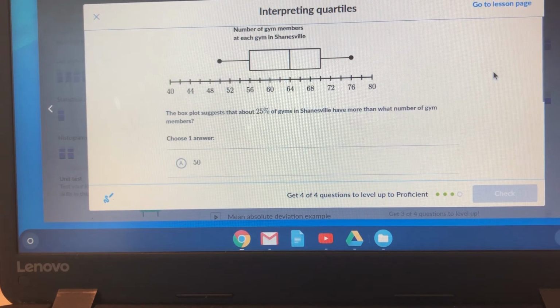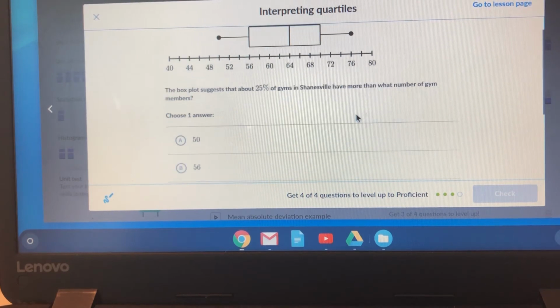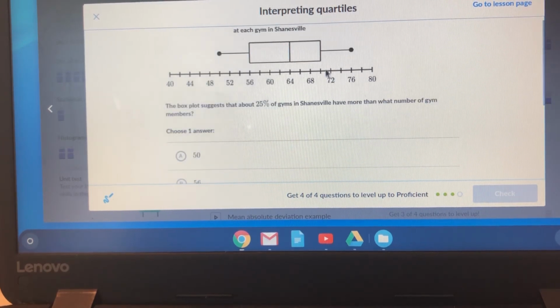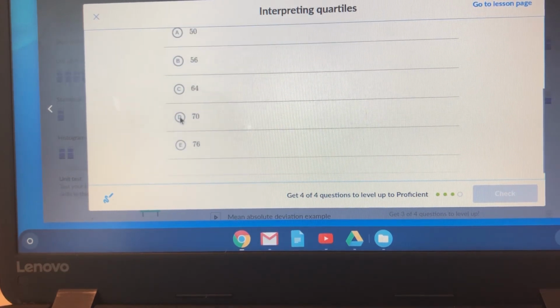Here we have gyms in Shanesville. It's suggesting that 25% of gyms in Shanesville have more than what number of gym members? All right, so 25% has more than. So I would like to see if there's something on the 70 before I even scroll down, because 25% have more than 70 would make sense. So there is a 70.